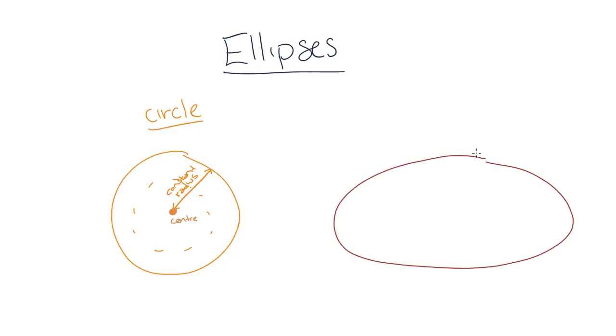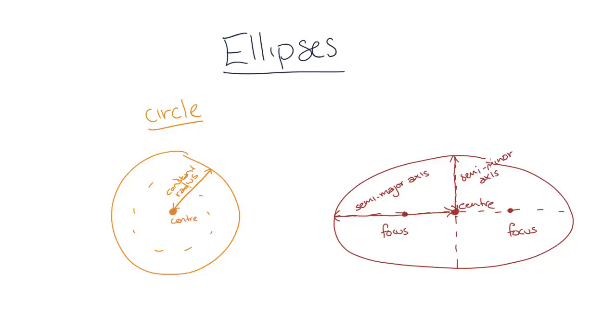If we consider an ellipse, on the other hand, an ellipse has two focus points, which have similar mathematical characteristics to a circle's center and are placed symmetrically along the long axis. Ellipses have both a long radius and a short radius, called the semi-major axis and the semi-minor axis respectively. So ellipses are basically elongated circles.